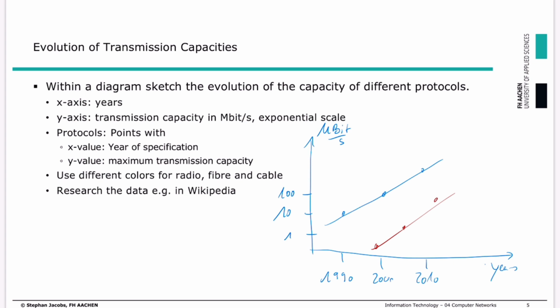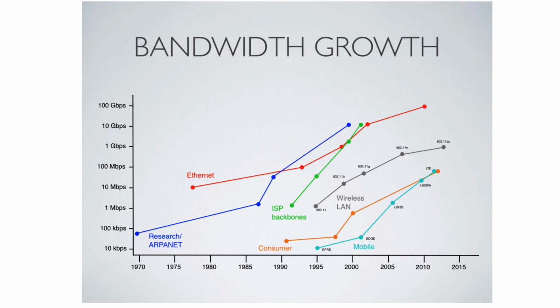I do not have time or do not want to go into Wikipedia. I just googled for a similar diagram and I have found one. So let's have a look at this diagram. What you can again see are the years 1970 to 2015. If you have newer figures, you can update up to 2020, of course.